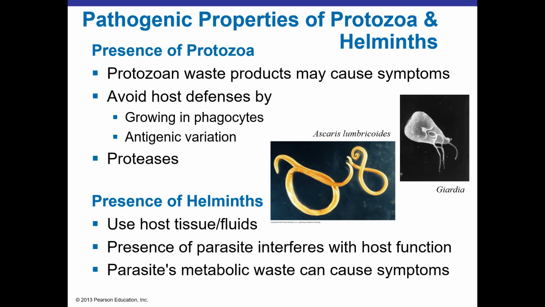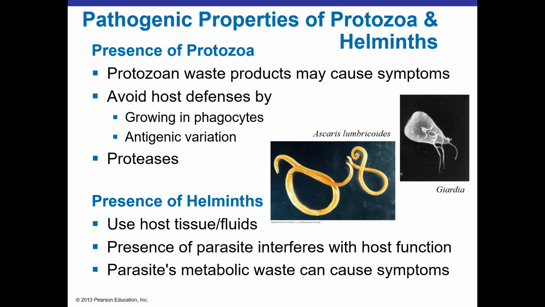They get around the host defenses by, one, some of them can grow in phagocytes so that they're just not killed by white blood cells that are trying to monitor the host system. And they also have antigenic variation. They change their look to the immune system. Some of the protozoa can, though, produce some proteases as well that could cause potential cell lysis. So things like Entamoeba histolytica, a nasty GI pathogen, can do some cell damage.